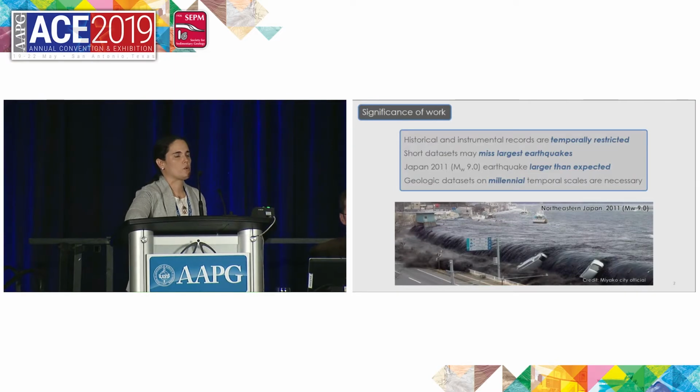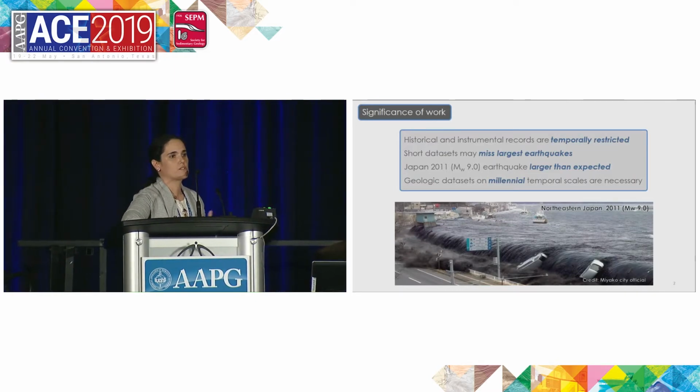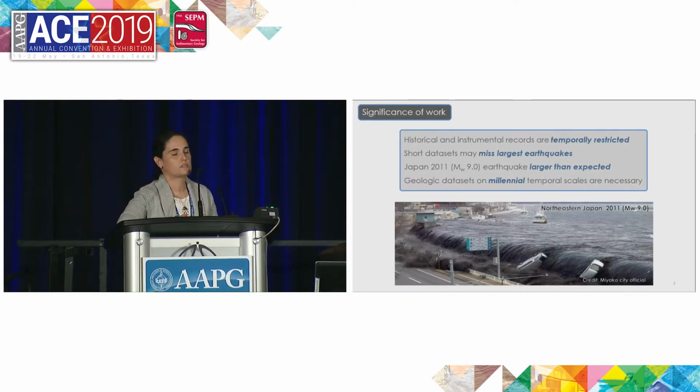So why is this work important? Well, our historical and our instrumental records of earthquakes and tsunamis are temporally restricted. In the best case scenario, we have maybe 200 years of historical records, but as you go back in time, these records become quite spatially limited and difficult to interpret. Our instrumental records are even shorter.